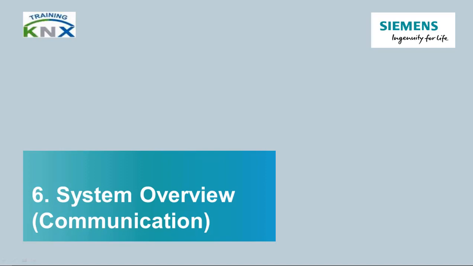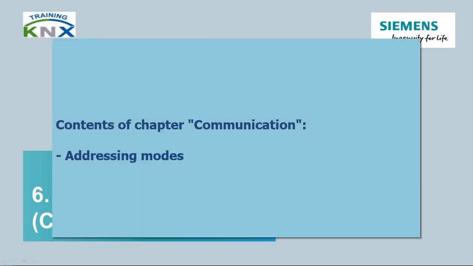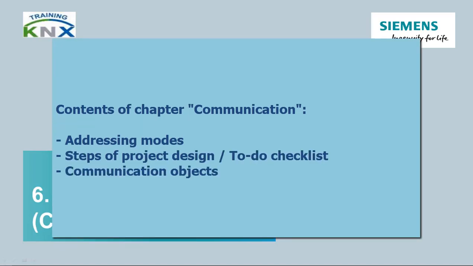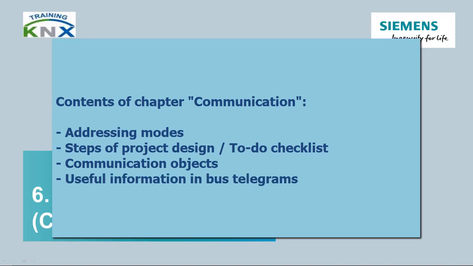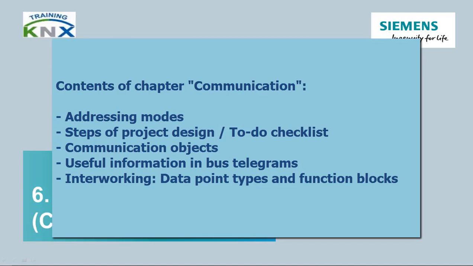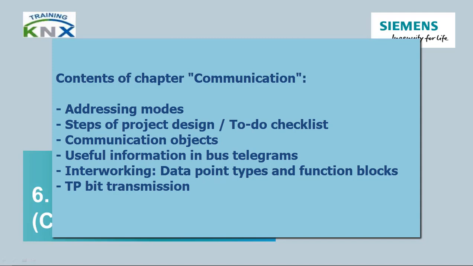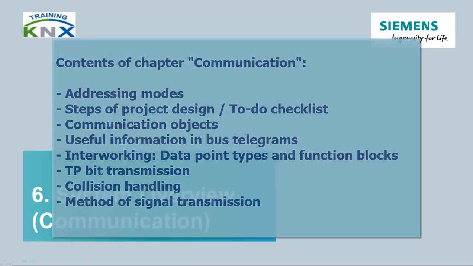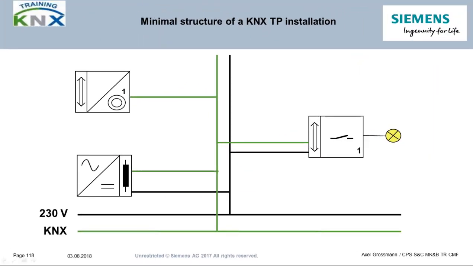more detailed. The individual topics here are addressing modes, steps of project design, to-do checklist, communication objects, user information in a bus telegram, interworking, data point types and function blocks, twisted pair bit data transmission, collision treatment, method of signal transmission. We return to our KNX bus in a nutshell, as we have started in the chapter Installation.